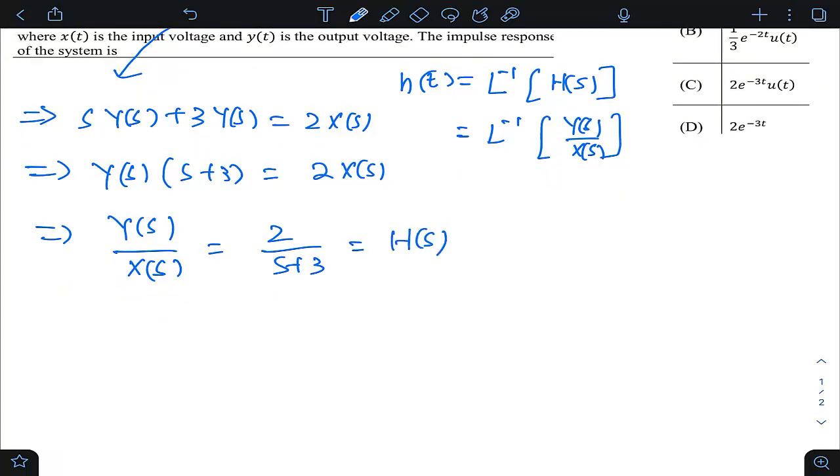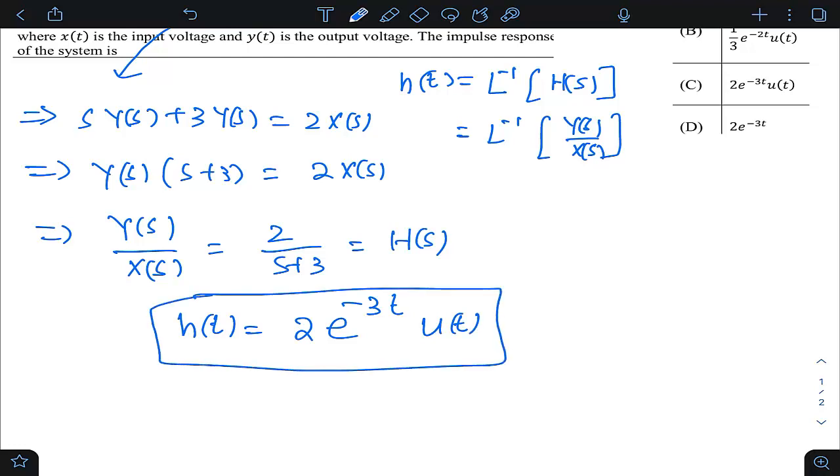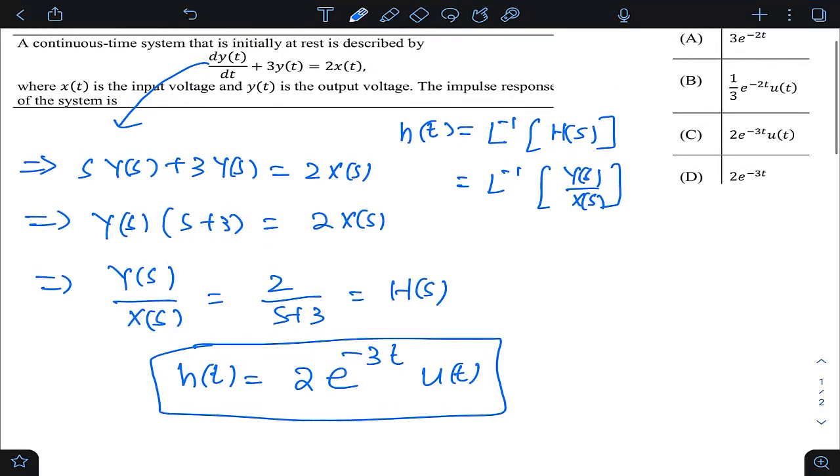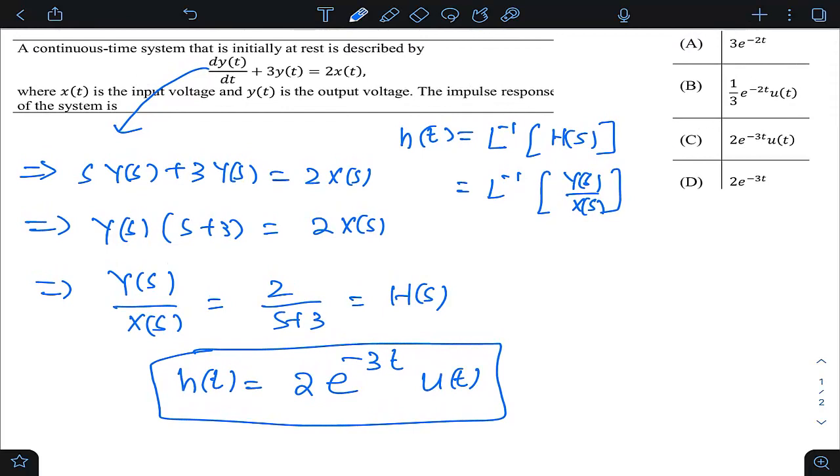If this is your H(s), what is the corresponding time domain function? It is 2 into e raised to power minus 3t u(t), because 1 by (s plus a) has inverse Laplace e raised to power minus at u(t). So this function will have the inverse Laplace 2 into e raised to power minus 3t u(t). If you see, this is satisfied by option C. So C is the right answer for this problem.